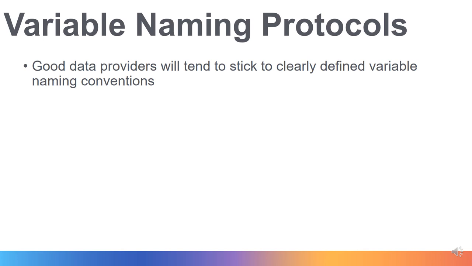Variable naming protocols. Good data providers will tend to stick to clearly defined variable naming conventions. So if you download a data set like the PSID from the US or the SOEP from Germany or the British Household Panel Study or the UK Household Longitudinal Study or any of the British birth cohorts, the data providers will have done lots of work to curate the data and they'll tend to have fairly good naming conventions.